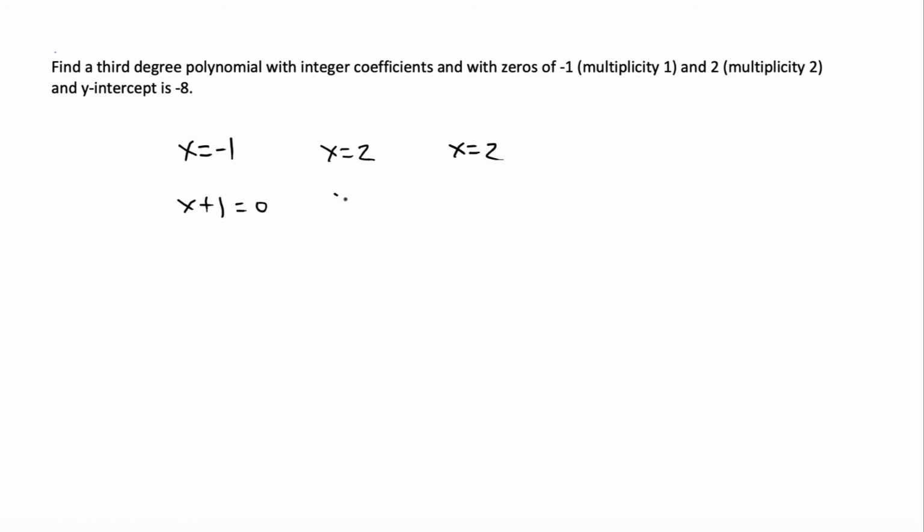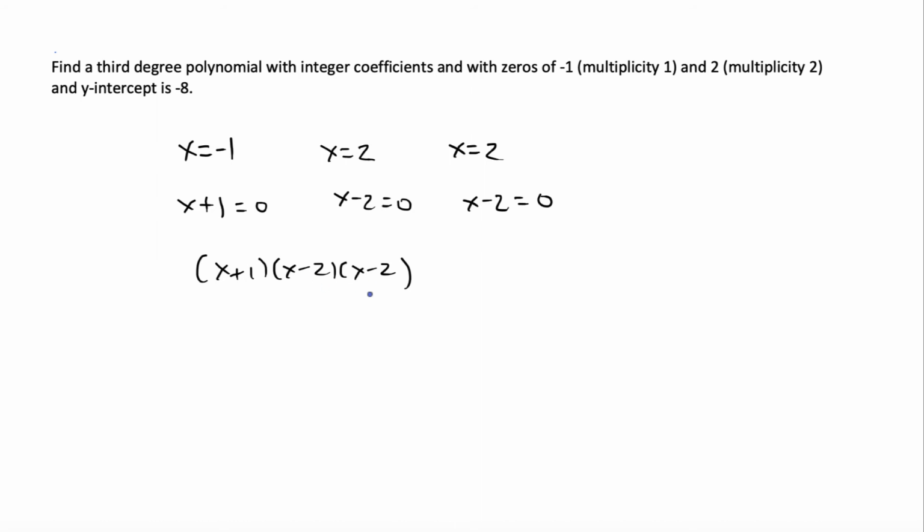So we know that if we bring everything over to one side, then we get x plus 1 equals 0 and x minus 2 equals 0, right? And then remember, the key is we got to multiply these together. Once we multiply these together, we get our polynomial, and then we'll deal with the y-intercept after that. Okay, so let's go ahead and multiply these out.